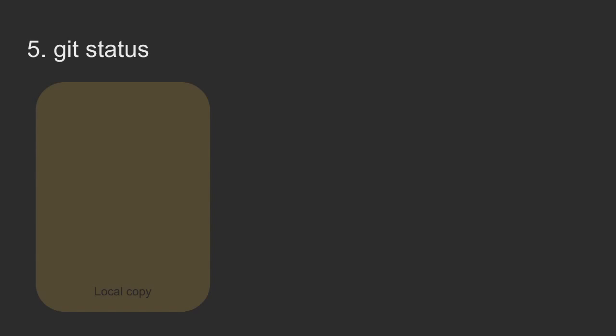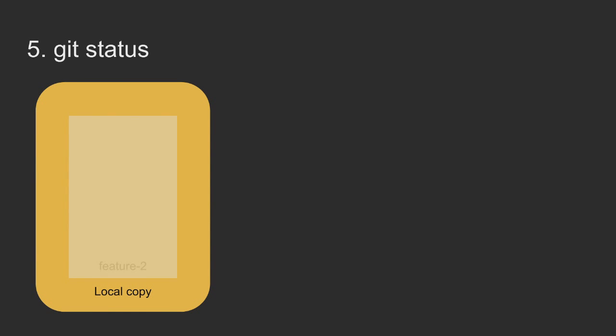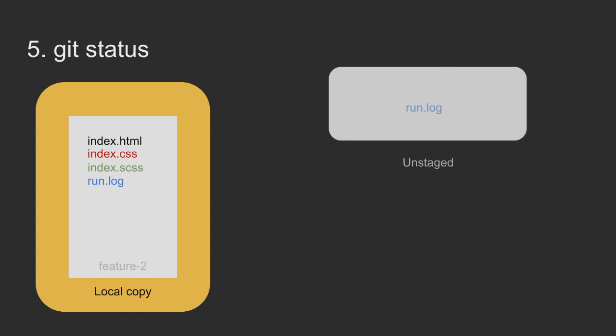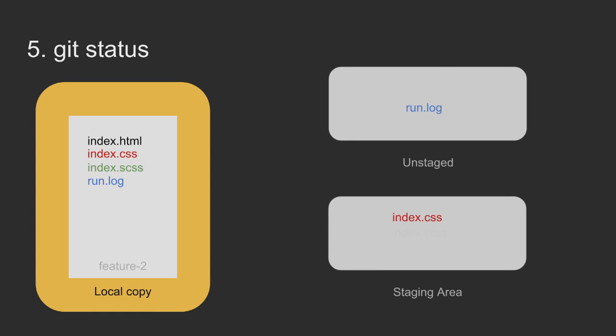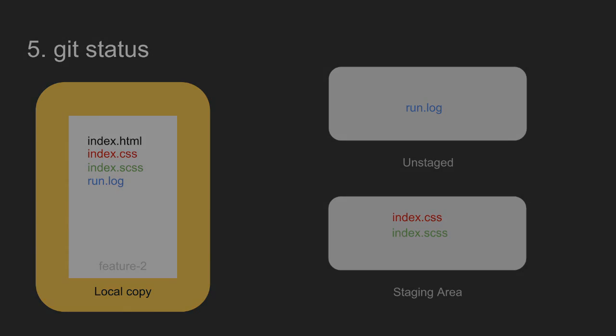The git status command, as the name suggests, gives us an idea about the current status of the branch. Basically, it tells us how the current branch differs from the original branch. It also presents us with information regarding what changes are unstaged and what changes are staged, that is, what changes will be a part of the next commit. Like in this example, we would like to push the changes made to index.css and index.scss, so we have added them to the staging area by running the git add command. Whereas, we did not want to push the log file and hence, we have not staged that file.